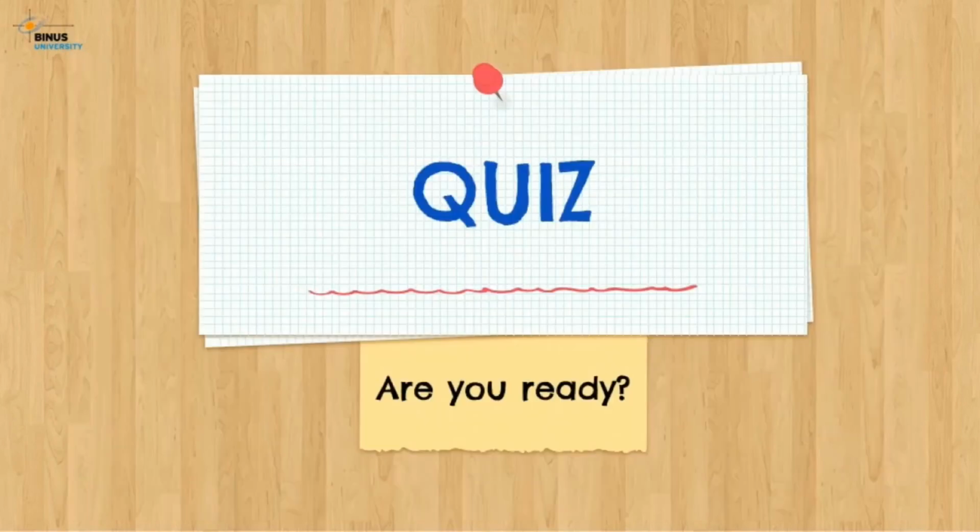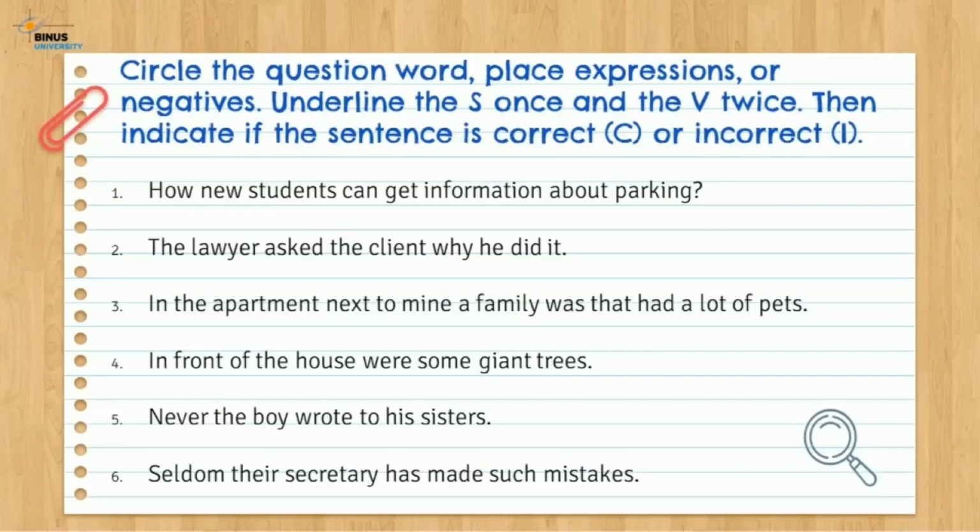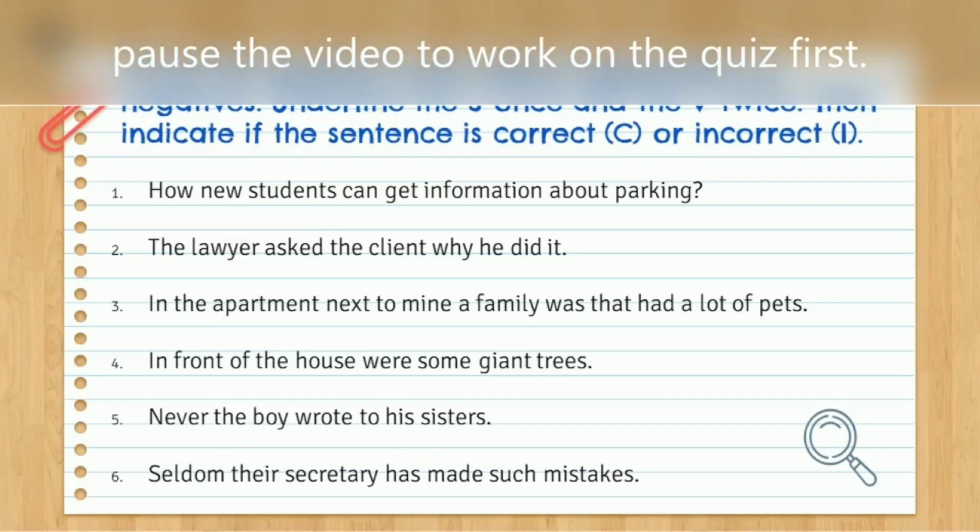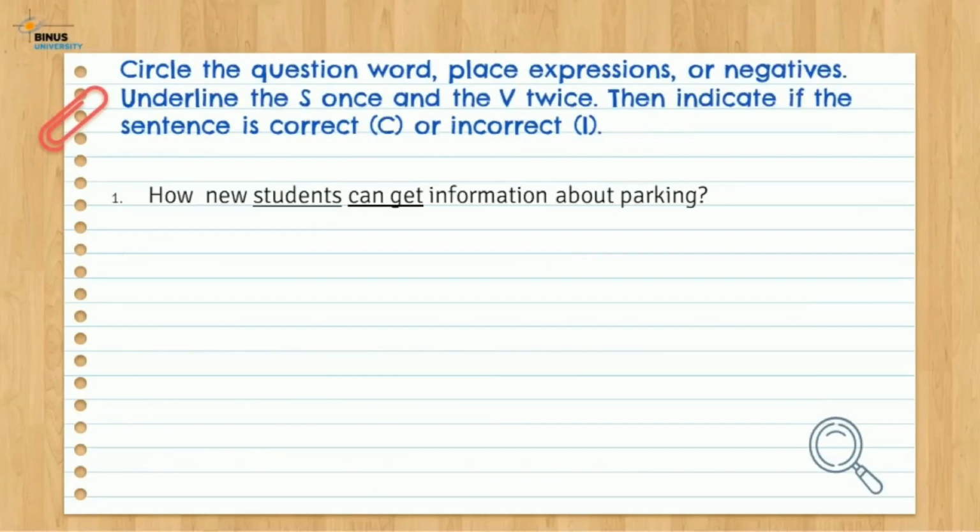Okay everyone, let's have some quiz for now. There are 6 sentences which have a question word, place expressions, and negatives. Circle the question word, place expressions, and negatives. Underline the subject once and the verb twice. Then indicate if the sentence is correct or incorrect. Alright, now let's see the answers.